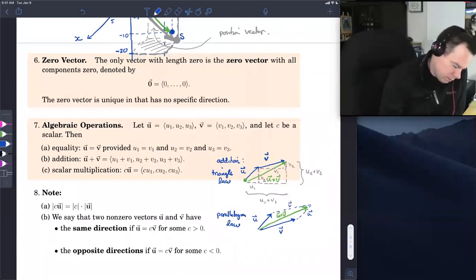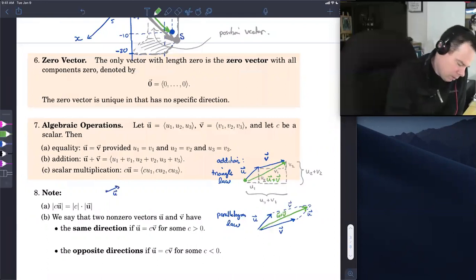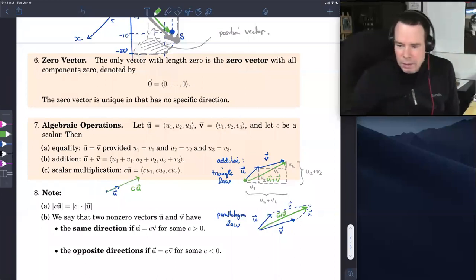So that's our addition. Scalar multiplication. If we have our vector u, and I want to scalar multiply it by something, all it is is a vector that points in the same direction, but has been scaled by that factor c.